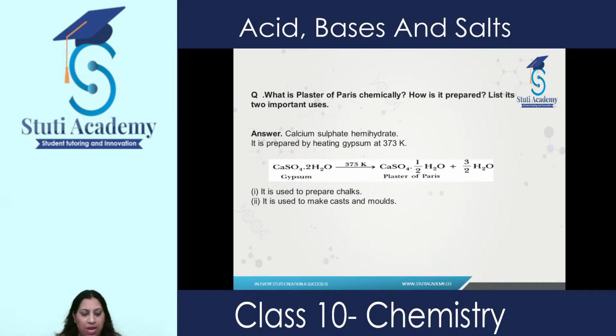We call it hemihydrate. And it is prepared by heating gypsum at 373 Kelvin. So when you are writing this reaction, remember, write the correct temperature. Only at this temperature it can convert. If we increase the temperature, it solidifies. So at this temperature only, if we heat gypsum, it forms POP and it releases 3 by 2 molecules of water.